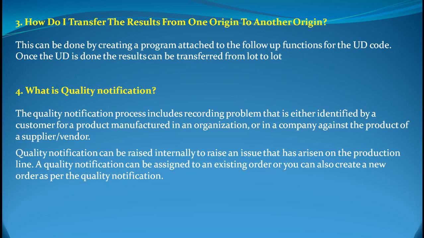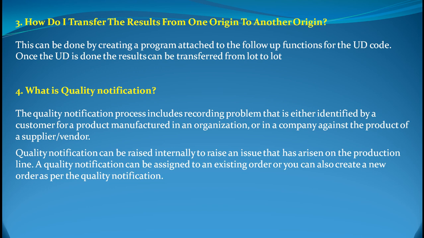The third question is, how do you transfer the results from one origin to another? This can be done by creating a program attached to the follow-up functions for the UD code. And once the UD code is done, the results can be transferred from one lot to another lot, right?